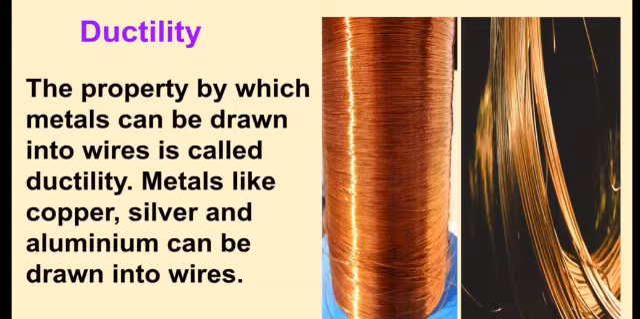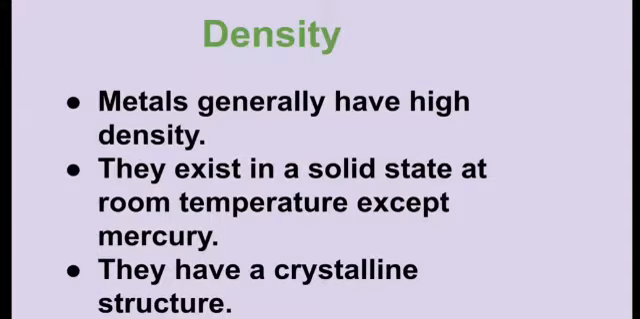Now next is density. Metals generally have high density. They exist in a solid state at room temperature except mercury. Mercury is found in a liquid state, which is filled in the clinical thermometer, which we have seen. They have a crystalline structure. Most of the metals have a crystalline structure.